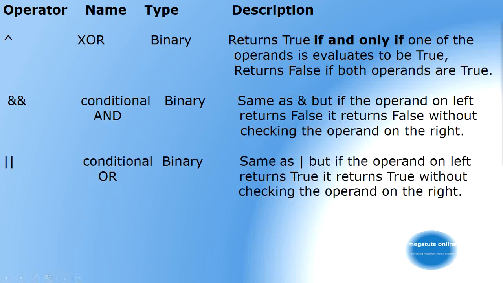The next is the OR operator, the conditional OR. It's a binary operator, same as the single OR operator. Again, same way: if the first statement happens to be true, it returns true without checking the right side operand. So that's why it's called conditional OR.